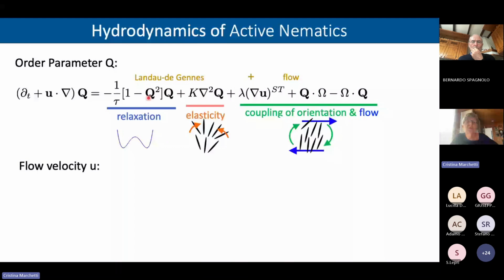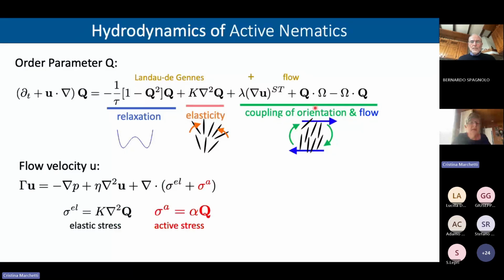In addition, clearly flow has an important effect on the orientational order. Flow can, of course, advect the order parameter, but in addition, shear flows and vorticity omega can clearly distort order. And so that's characterized in these terms over here. For the flow velocity, you could write the Navier-Stokes equation, but I'm interested in films which are generally on a substrate and really are in a regime where inertia is not important. So I really just write a Stokes equation of force balance.